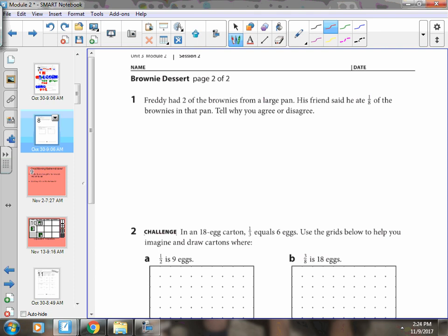Page 56. Freddie had 2 of the brownies from a large pan. His friend said he ate 1/8. Tell why you agree or disagree. So if he had 2 brownies from a large pan, that means he had 2/16, because a large pan is 16 pieces. And so we need to decide, is his friend correct or is his friend incorrect?